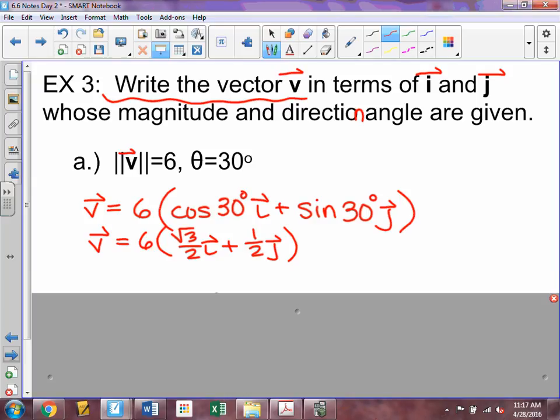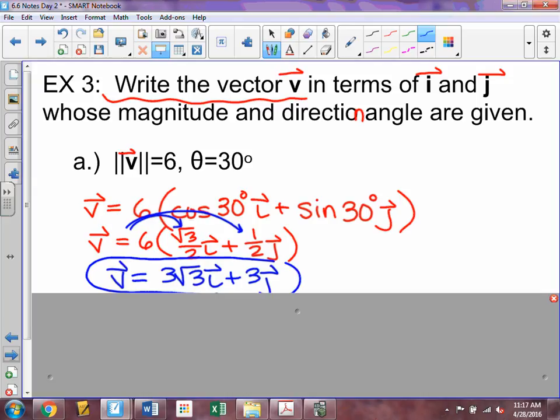So all we have to do now is to distribute. What do you get when you take 6 times radical 3 and divide it by 2? Yep, 6 radical 3 over 2, 3 radical 3. We get 3 radical 3 i. We should say vector v equals this. What's 6 times 1/2? Yep, so plus 3 vector j. There's my vector.